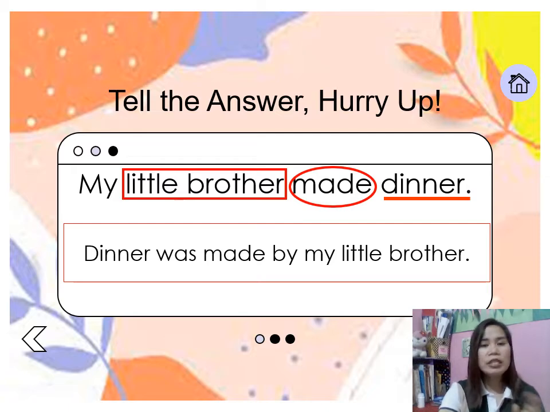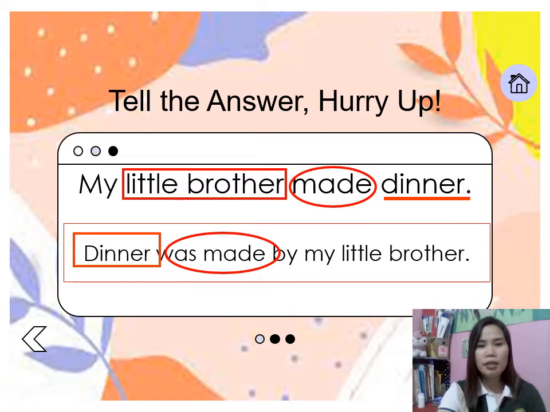Next, we have dinner was made by my little brother. So your subject here will be dinner, and our verb is was made. And of course, little brother is the receiver of the action.